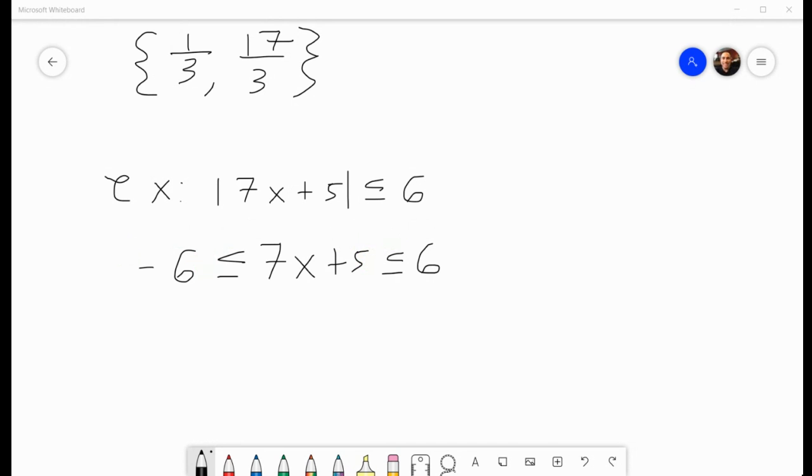Okay, so let's do that. We want x all alone, right? You want to somehow get x greater than or equal to something, and less than or equal to something else. So let's get x all alone. Okay, so we can subtract 5 from both sides, right? So that happens. These cancel. We get 7 times x less than or equal to 1, greater than or equal to negative 11.